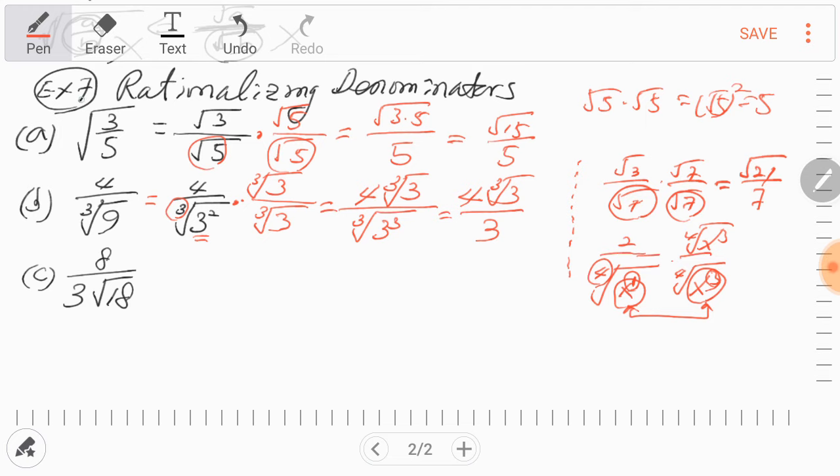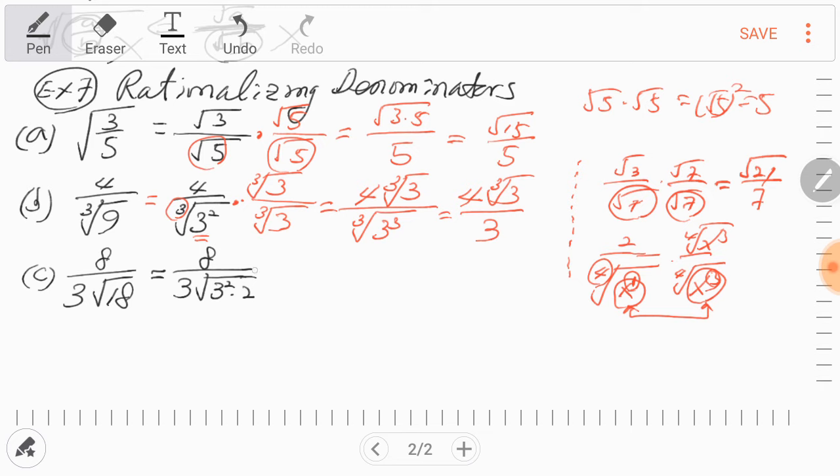Okay, how about the next one? This is equal to 8 over the root of 18, and 18 is 9 times 2. So 9 is 3 squared times 2. Alright, in this case, what do we need?